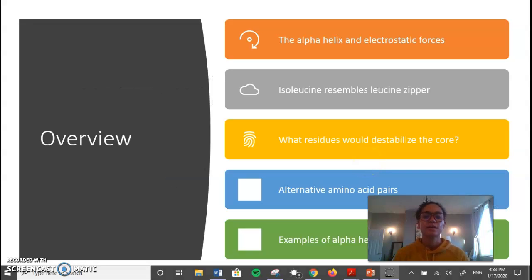The overview of this is that I will discuss the alpha helix and the electrostatic forces that hold it together. I'll also propose that isoleucine could replace the leucine zipper. After that, I will talk about what residues would destabilize the core of the alpha helix. Then I will talk about alternative amino acid pairs that interact similarly to lysine and glutamate. And last, I will name two examples of substances that have alpha helix proteins in them.